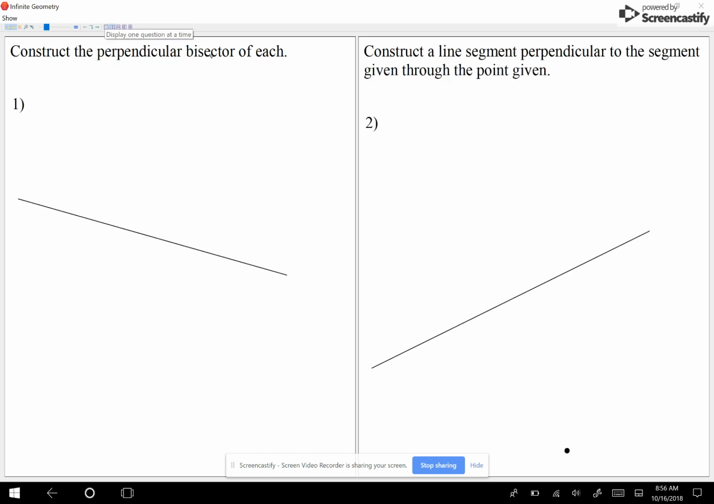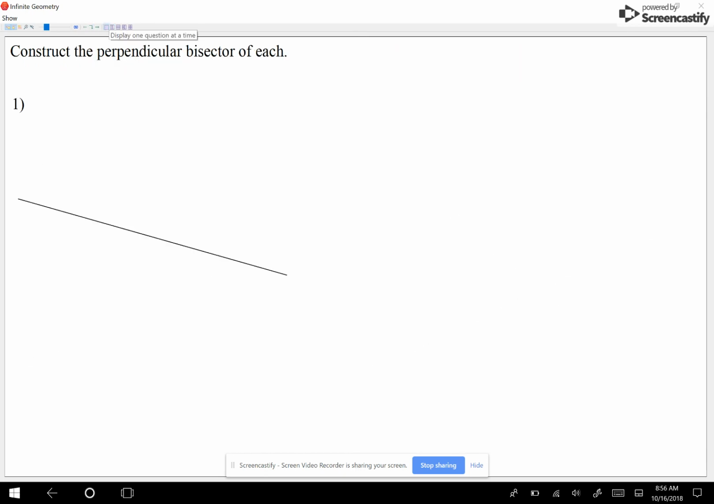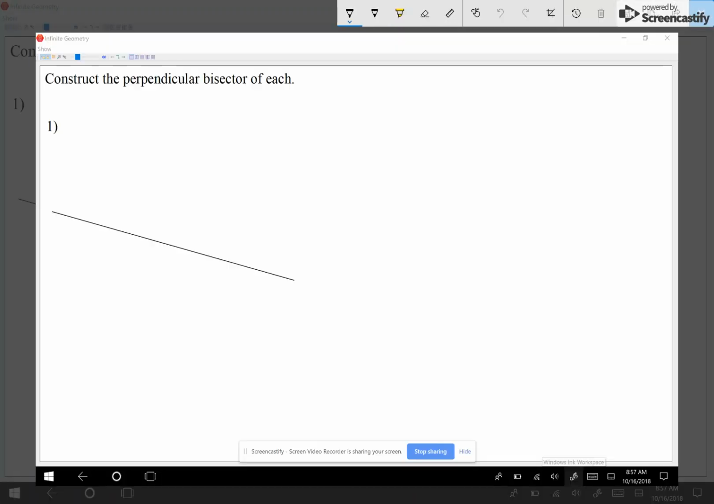Hi, for today we're going to be looking at perpendicular bisectors. What perpendicular means is that it has to cross at 90 degrees, and bisector means it has to cross in the middle. So I want a segment that crosses this other segment at 90 degrees through the middle. To begin with, we have a rough idea where the middle is, give or take somewhere over here.